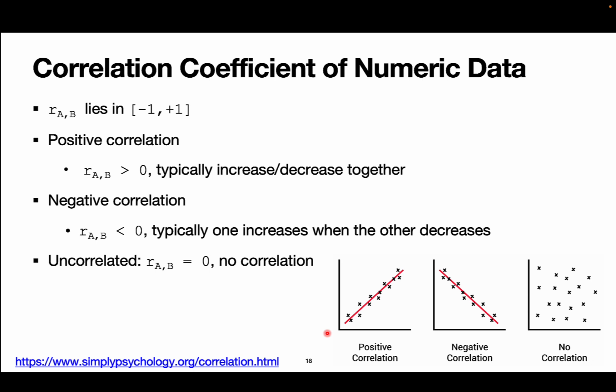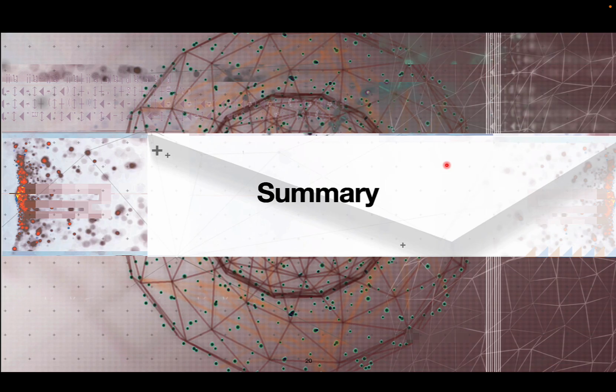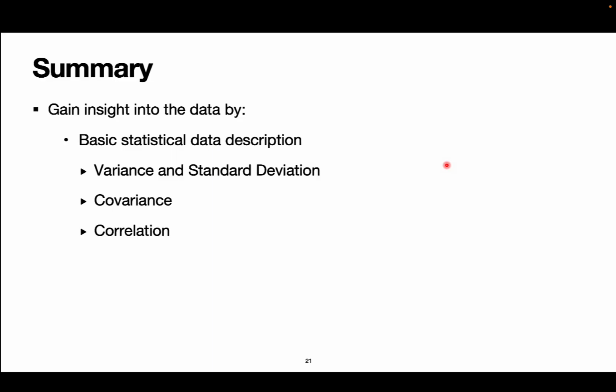Negative correlation means when the values of one attribute increase, the values of the other attribute decrease. Finally, uncorrelated values have a correlation equal to 0, which means there is no linear relationship. One last note: correlation does not mean causation. In summary, we covered data dispersion measures: variance, standard deviation, covariance, and correlation.